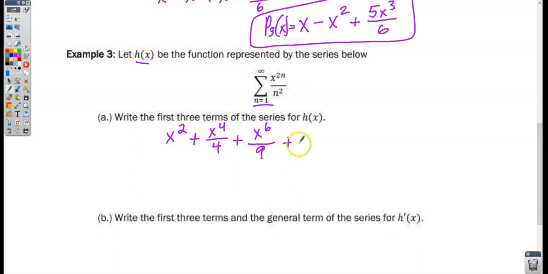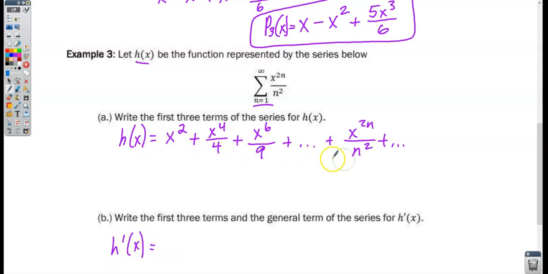And this, by the way, is the general term, x to the 2n over n squared. All right. Now we want to write the first three terms and the general term of the series for h prime of x. And since this is h of x, h prime of x is going to just be the derivative of this. And I can just go ahead and take the derivative term by term. Derivative of x squared is 2x. Derivative of x to the 4th over 4 is just going to be x cubed. The derivative of x to the 6th over 9 is going to be 6x to the 5th over 9, or 2/3 x to the 5th.